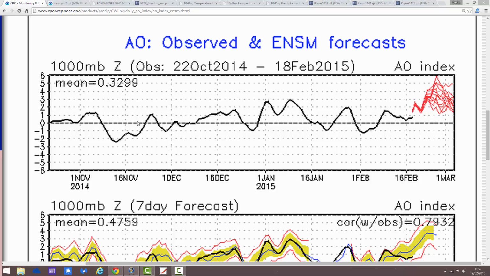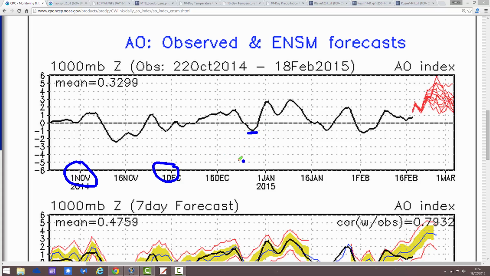So this is the observed and forecast chart for the Arctic Oscillation. This takes us right the way back into the autumn. We start here on the 1st of November, just here, and it takes us through winter. And you see that generally through this winter, the Arctic Oscillation has been in its positive phase, December 1st being just here. We did go a little bit negative for a few days at the end of December.